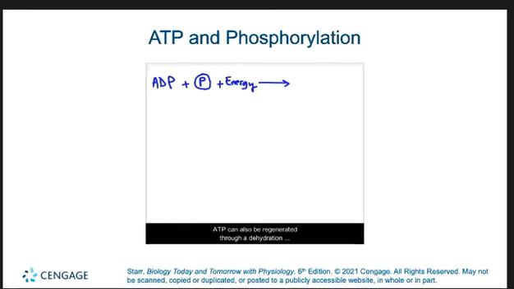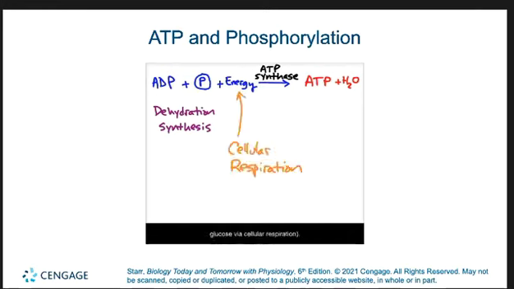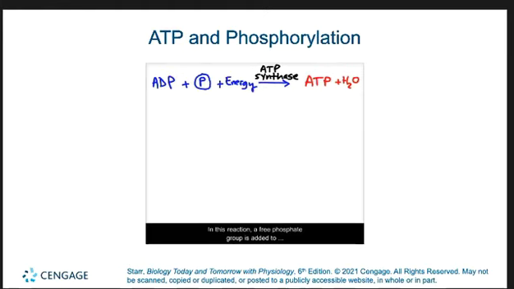ATP can also be regenerated through a dehydration synthesis reaction using the enzyme ATP synthase and a net input of energy, coming mostly from the breakdown of glucose via cellular respiration. In this reaction, a free phosphate group is added to ADP, which then yields one molecule of ATP and one water molecule as products.